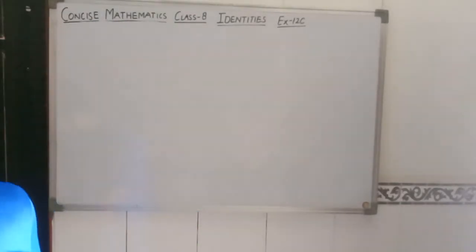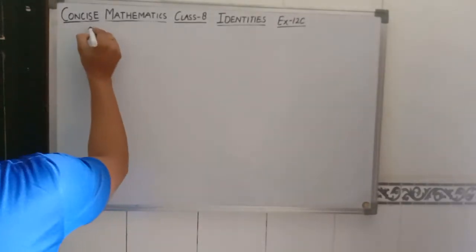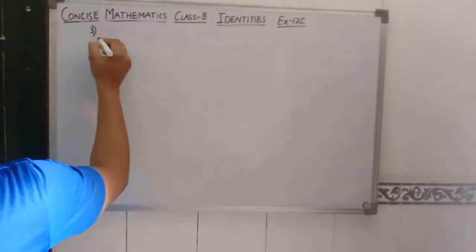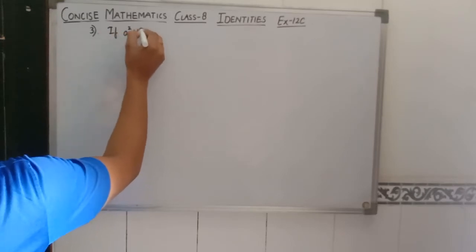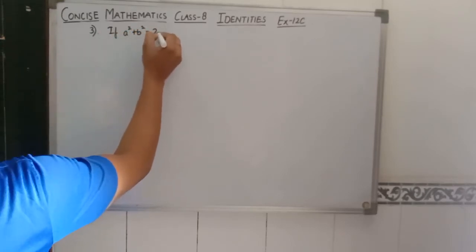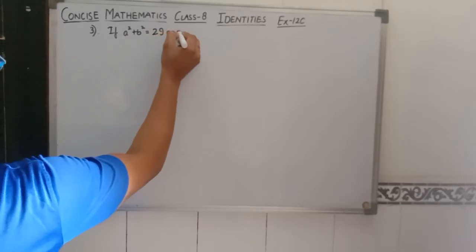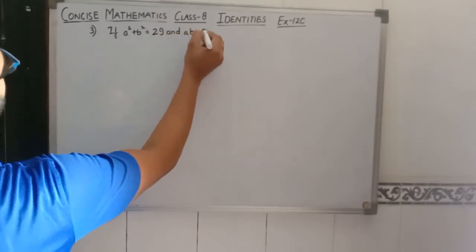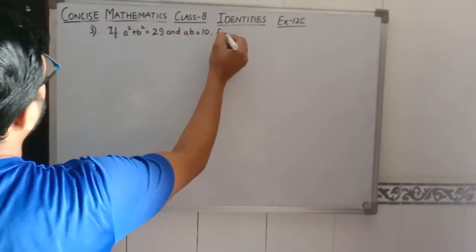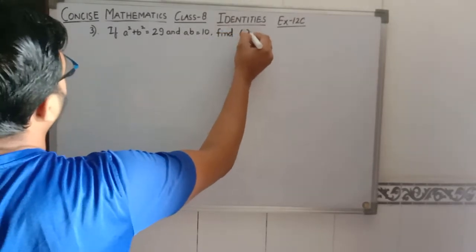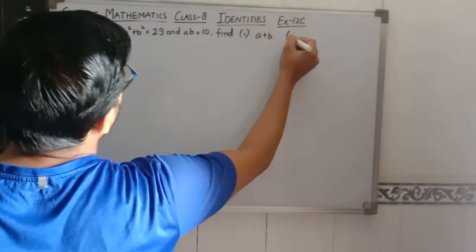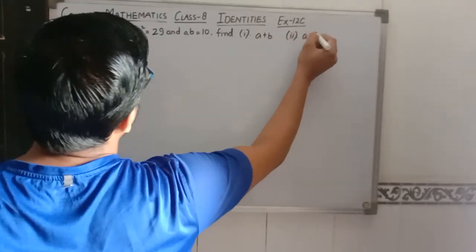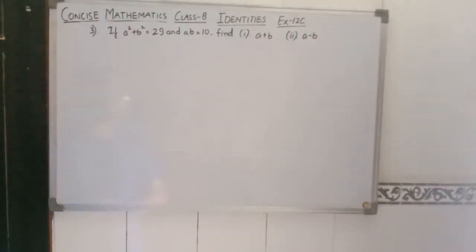Now, proceeding forward, we are coming to question number 3. Question number 3 says: if a square plus b square is equal to 29 and ab is equal to 10, we have to find two terms. The first term is a plus b and the second term is a minus b. These two terms we have to find.